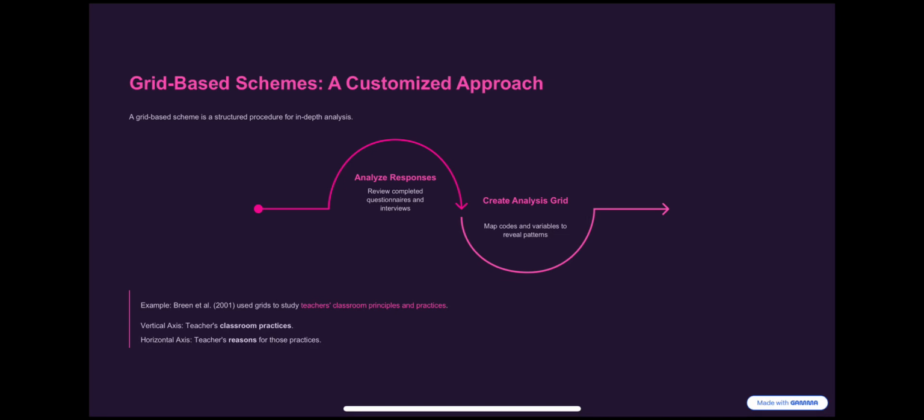For example, Breen and colleagues in 2001 used grids to study teachers' classroom principles and practices. Before the second interview, the researcher made a grid for each teacher, listing the teacher's classroom practices on a vertical axis and their reasons for doing them on a horizontal axis. During the interview, the researcher and the teacher reviewed the grid together and discussed how each action might relate to each reason. This method helped to visualize and analyze the teacher's thinking more deeply.